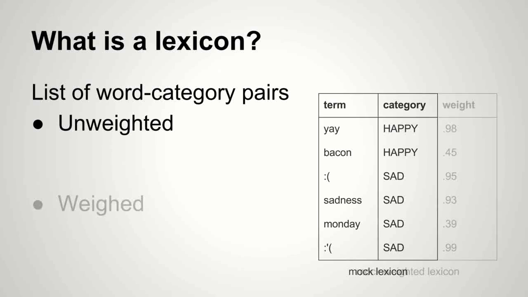The other type of lexicon is a weighted lexicon. The weighted lexicon quantifies how much each word belongs to a certain category by giving each word category pair a weighting. As you can see on the right, the weights are useful to quantify that bacon isn't as happy of a word as yay, and that Monday isn't as sad of a word as sadness.